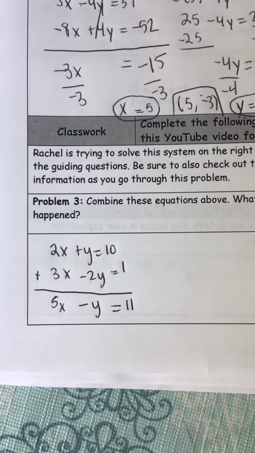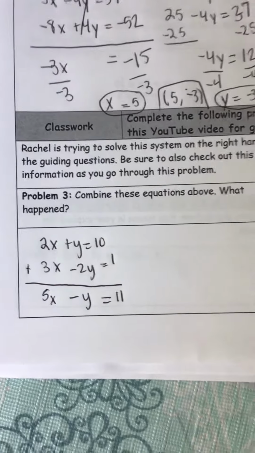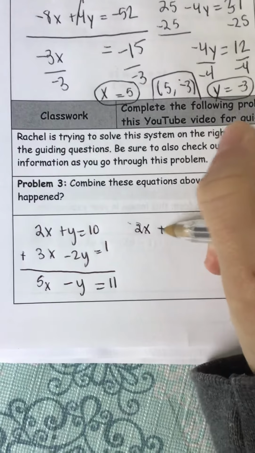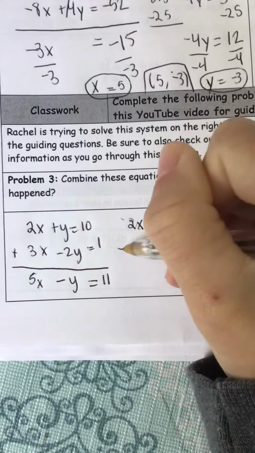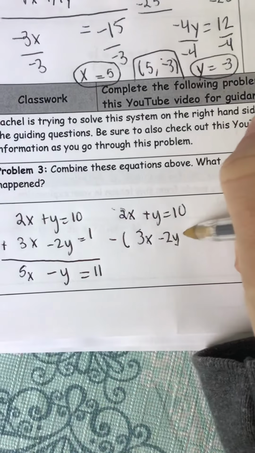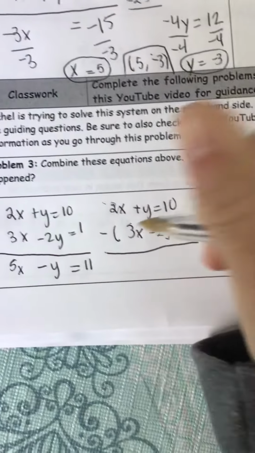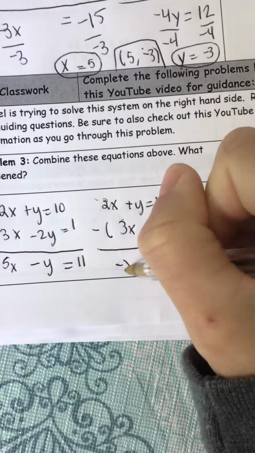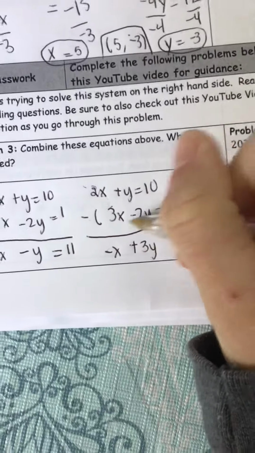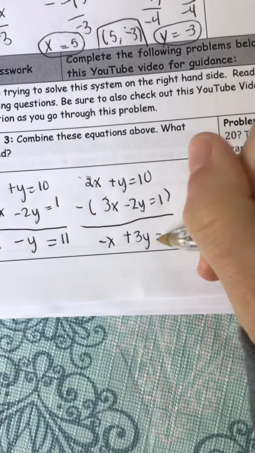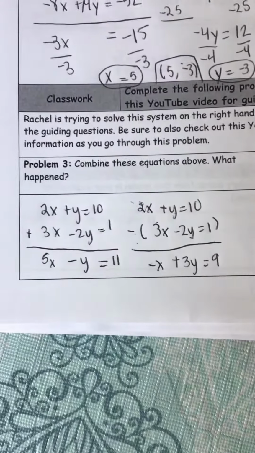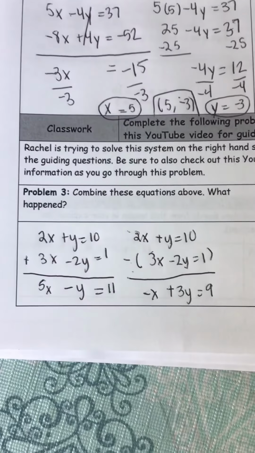So, well, if adding didn't work, why don't we go ahead and subtract? So I'm just going to rewrite these two equations here, but now I'm going to subtract them, or find the difference between them. Okay, when I do that, I have 2x minus 3x is negative x, y minus 2y, well that's positive 3y, remember double negatives are positive, and I have 10 minus 1, which is 9. That still left me with two variables in either equation.